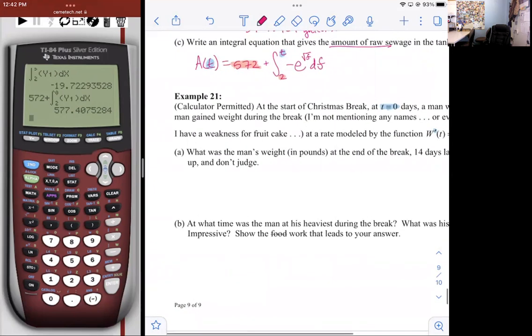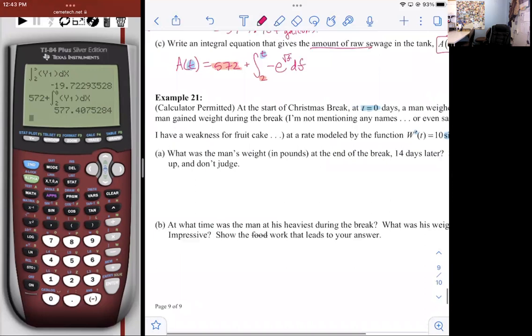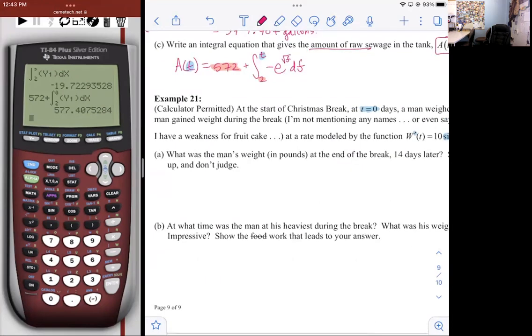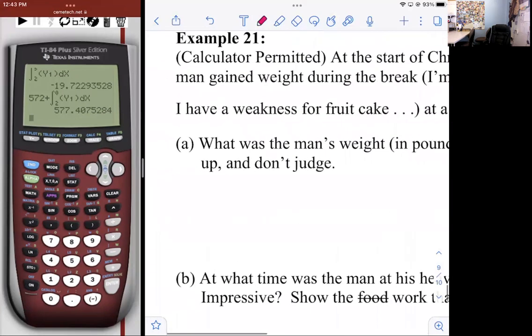Part A, what was the man's weight in pounds at the end of the break, 14 days later? Show your integral setup and don't judge. What was the man's weight? In this case, I know I'm going to need the integral. Do I need the initial weight or not? Do I add that to it or not? Yes, I'm not just asking for his net change in weight. I want to know what he is at this moment.